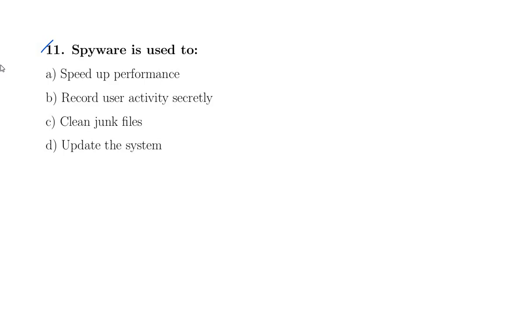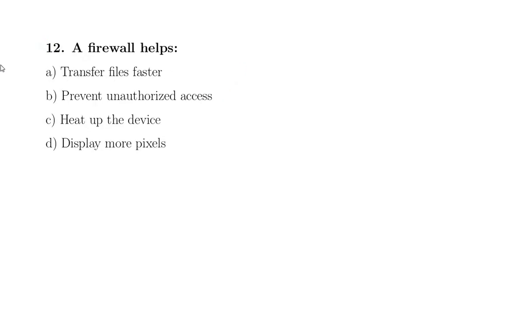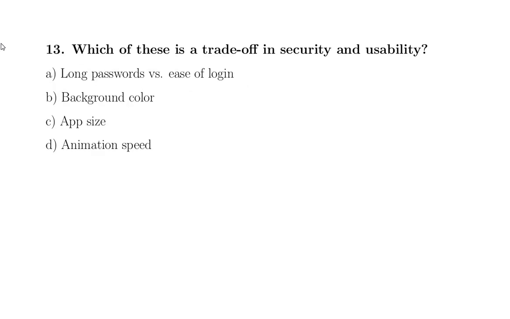Question number 11: Spyware is used to speed up performance, record user activities secretly, clean junk files, update the system. Record user activities secretly. That is option B. A firewall helps transfer files faster, prevent unauthorized access, heat up the device, display more pixels. The correct option is prevent unauthorized access. That is option B.